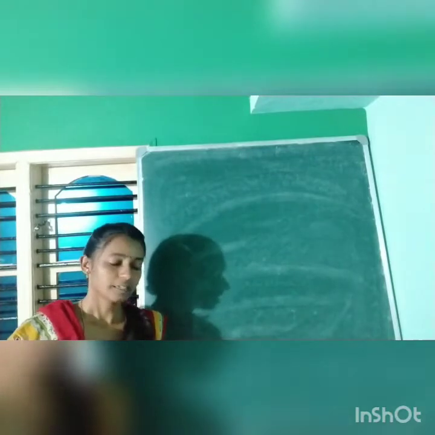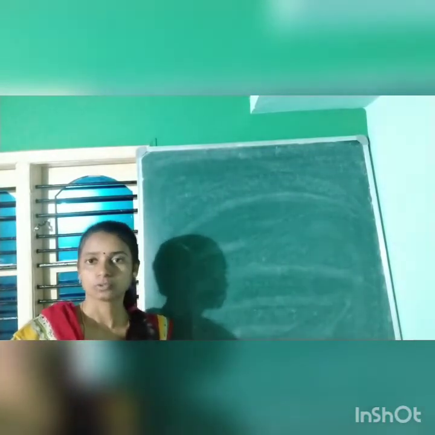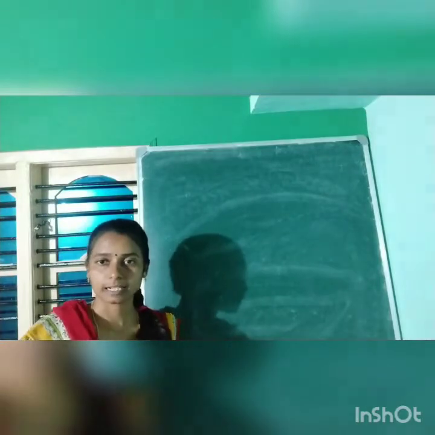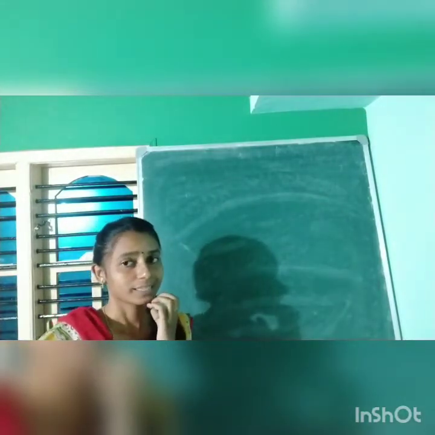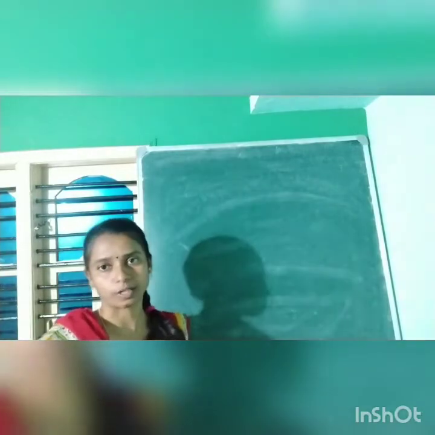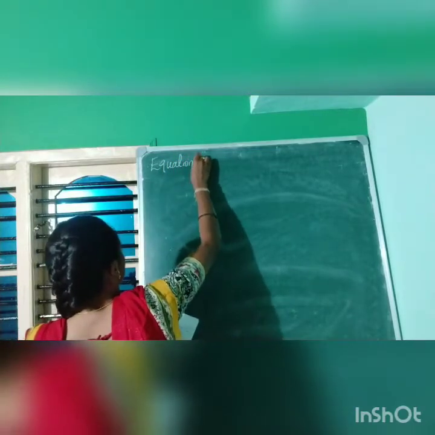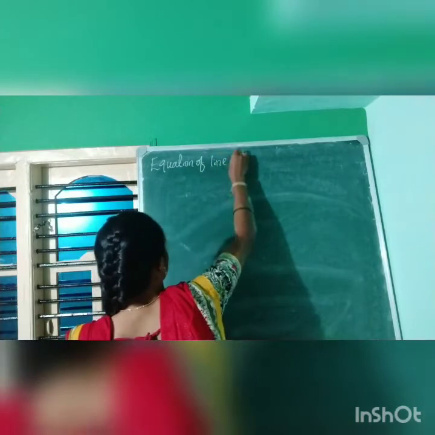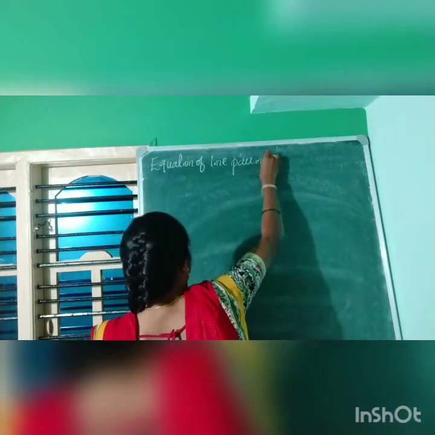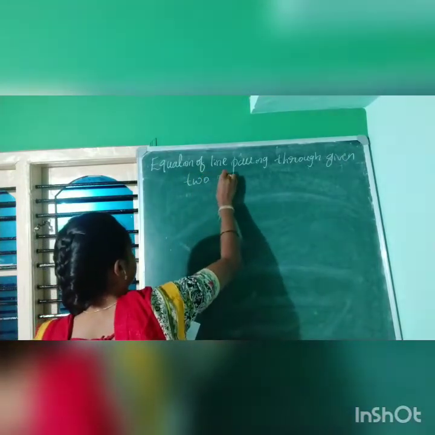Okay, hi guys. The next concept in this three-dimensional geometry is the equation of a line passing through two given points. Then what exactly do we get? An equation of a line when this line is passing through two given points. Okay, so we'll just derive that. Equation of a line passing through given 2 points.